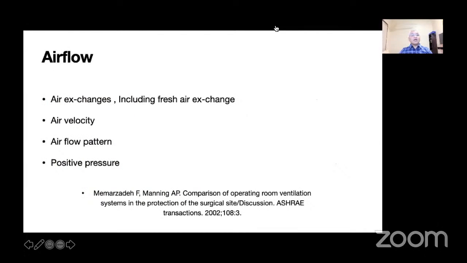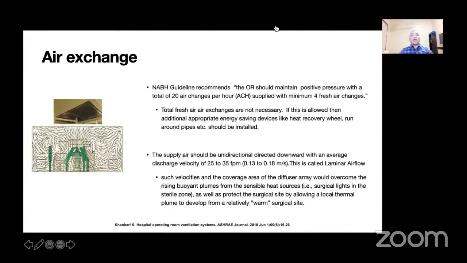Now, airflow has specific requirements like proper air exchanges, proper air velocity, and then an airflow pattern which is unidirectional and should pass through the grills, and this also maintains the positive pressure. So the NABH guideline says that the OR should maintain positive pressure with a total of 20 air exchanges. So within 1 hour, this entire air should be replaced 20 times. And out of these 20, a minimum of 4 should be fresh air exchanges. That means 20% fresh air should be exchanged.